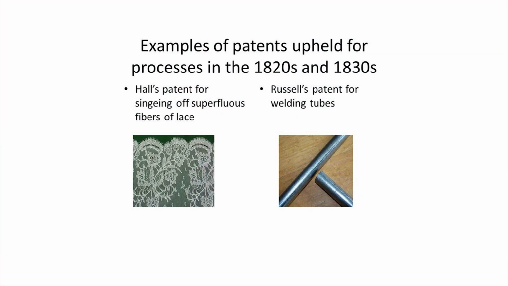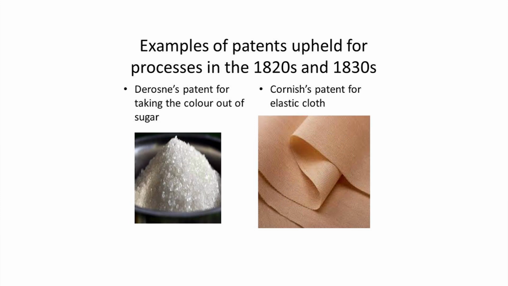As Roch intimated, there had been court decisions which had already de facto sanctioned a reading of the term manufacture that was broader than a literal interpretation of that term. And here are a few of them. In the 1820s and 30s, various cases established that there could be a patent for processes involving a new combination of well-known materials. Examples are Hall's patent for singeing off superfluous fibres of lace, Russell's patent for welding tubes, de Rosny's patent for taking the colour out of sugar, and Cornish's patent for elastic cloth.